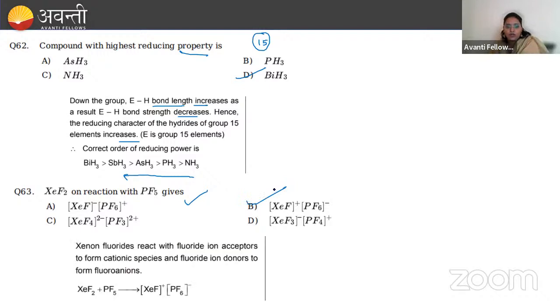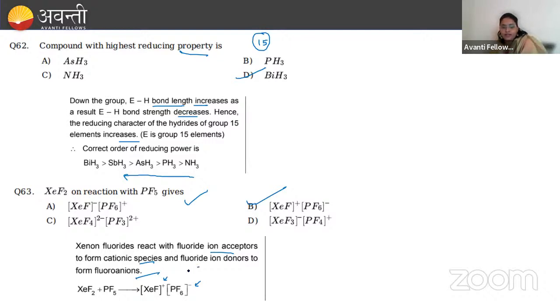So यहाँ पे reaction देखो मैंने लिखा है xenon fluorides when react with fluorides as ion acceptors to form cationic species and fluoride ion donors to form fluoroions or fluoroanions. तो यहाँ पे एक पॉजिटिव फॉर्म होता है और यहाँ पे एक निगेटिव फॉर्म होता है. ठीक है. और जब xenon होता है वो क्या होते हैं? cationic species होते हैं. ठीक है. Are you getting this? Okay.